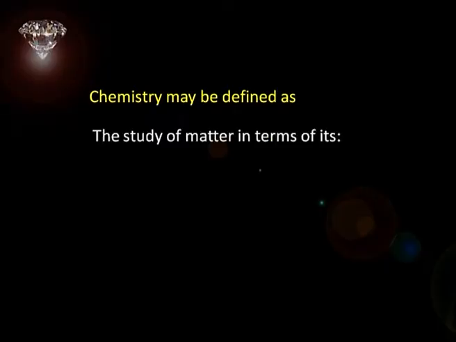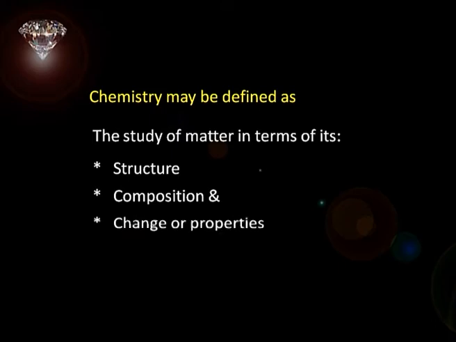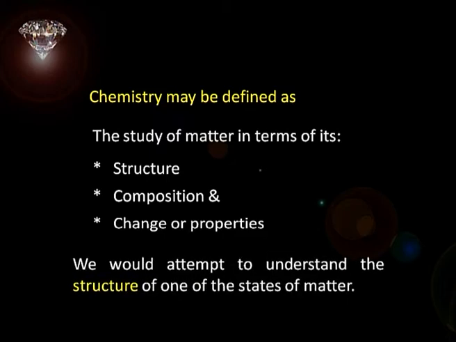Let's make a beginning by trying to define what is chemistry. I'm sure that you must have come across a similar kind of definition of chemistry, whereby we can say that chemistry can be defined as a study of matter in terms of its structure, composition and the change or the properties of matter. And what we are going to do in this series of lectures is talk about one aspect, that is the structure of one of the states of matter. So that is what I am trying to put in perspective. It means essentially in this series of lectures I am going to touch upon the structural aspect of matter, because that is one domain where chemistry focuses.